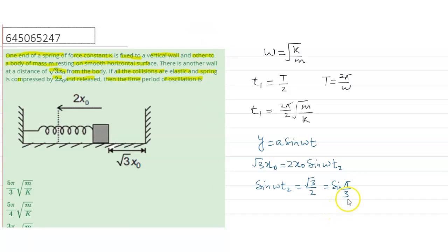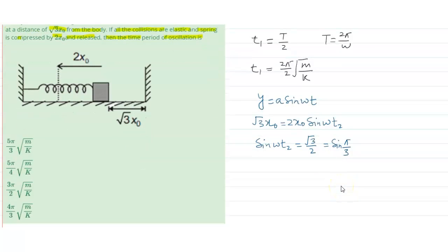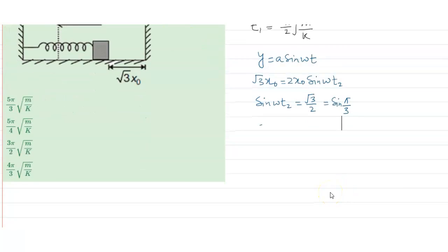Now if we compare, omega T2 will come out to be pi by 3. Then T2 will come out to be pi by 3 omega. That is pi by 3 into under root M by K. So this time is from mean position to the wall and it comes back.